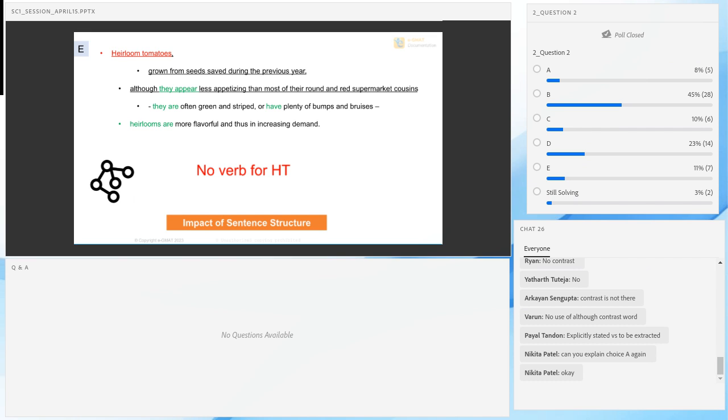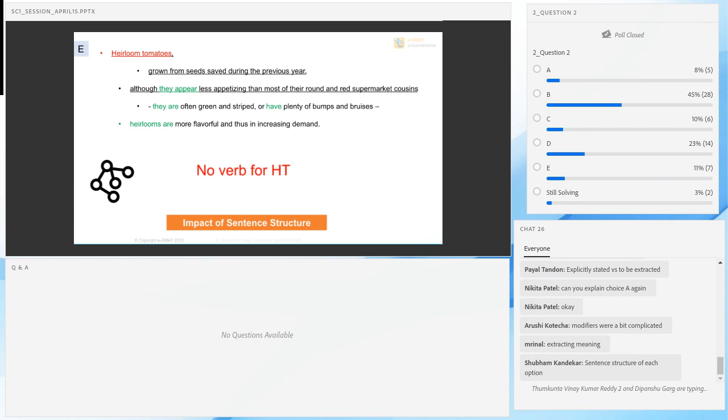Now that I've explained the entire solution to you, tell me what was very complicated in this sentence, because that's the introspection that you need to do. If you have to change something in your approach, you need to know why the change is required. Modifiers were a bit complicated, but do you have the tools, Arushi, to simplify those modifiers? It's the sentence structure that was a bit complicated, right? Extracting the meaning, sentence structure.